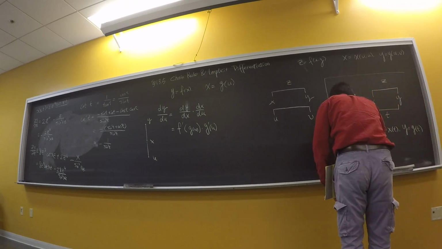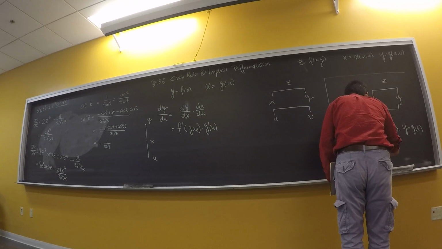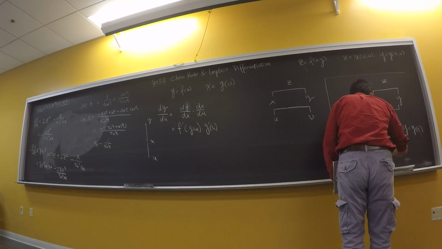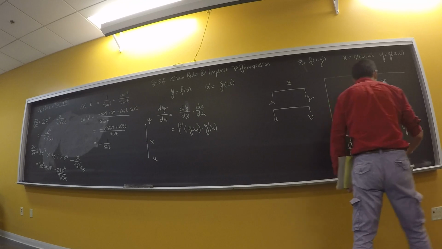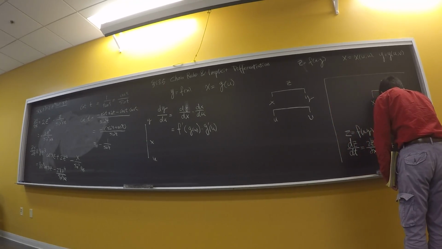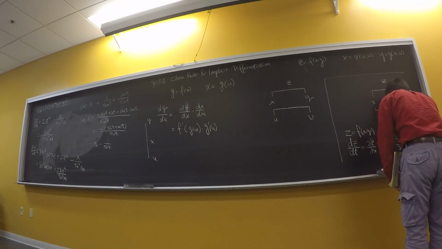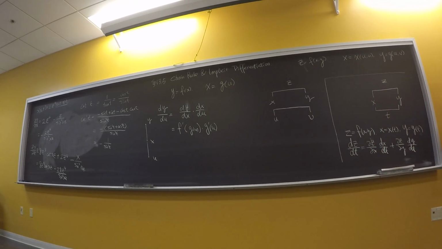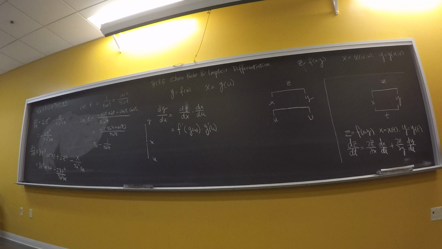So I have the chain rule: dz/dt is equal to partial z/partial x times dx/dt plus partial z/partial y times dy/dt. So this is the first chain rule I want to introduce. This is in the simplest form.